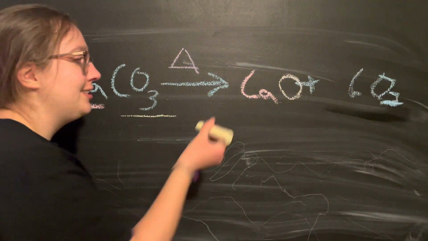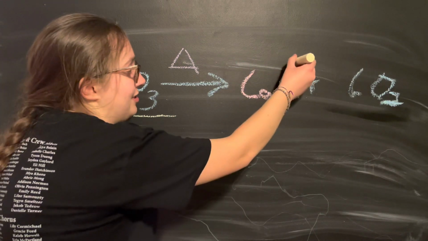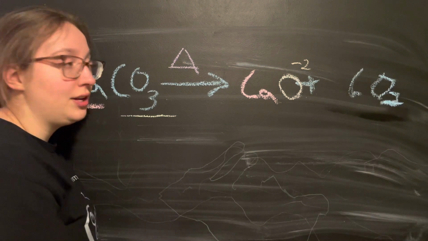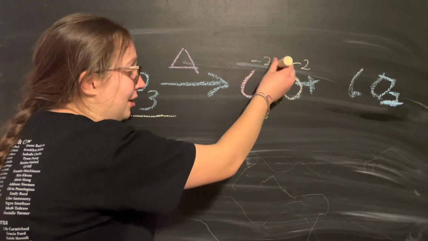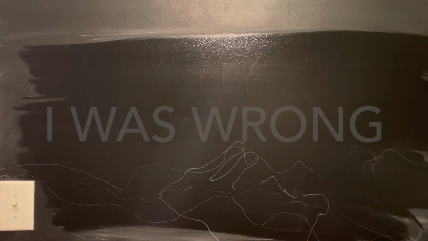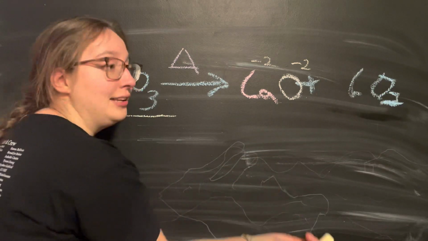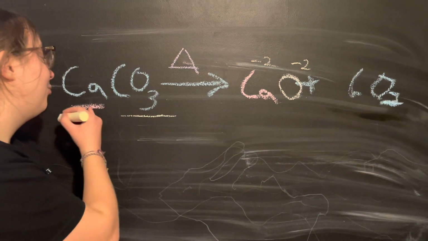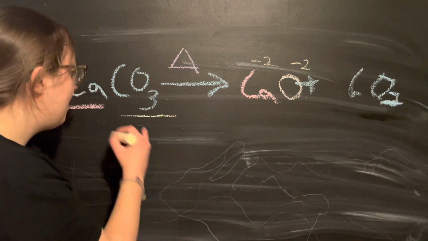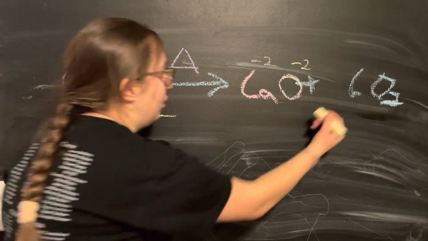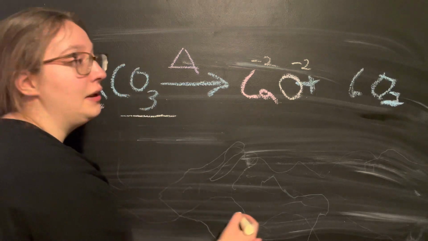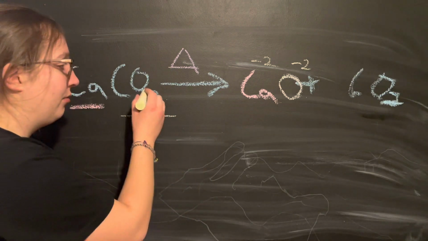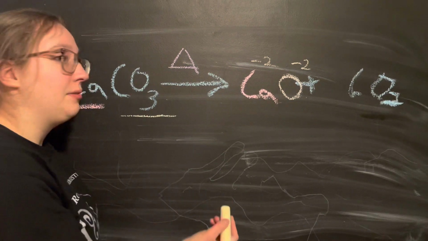And then we can do our charges to see how many of each we need. Oxygen is a -2. And what's calcium? Calcium is also a -2. Just kidding, calcium's a +2. So there's just one of each, and so we're done here. Now we can go back and make sure everything's balanced. Over here we have one calcium, 1 carbon, 3 oxygen. 1 oxygen here, 2 here, and 1 plus 2 is 3, so 3 and 3. And so we're good. We're all done.